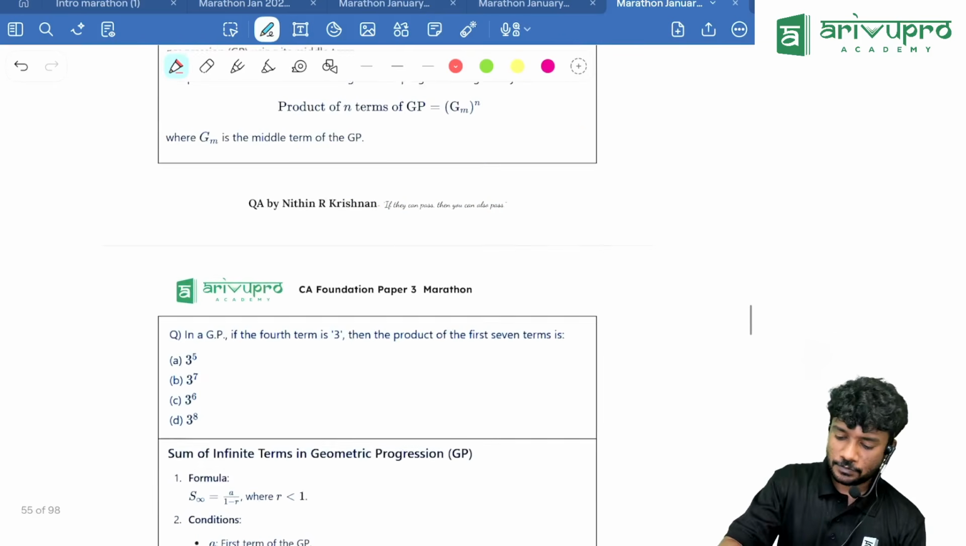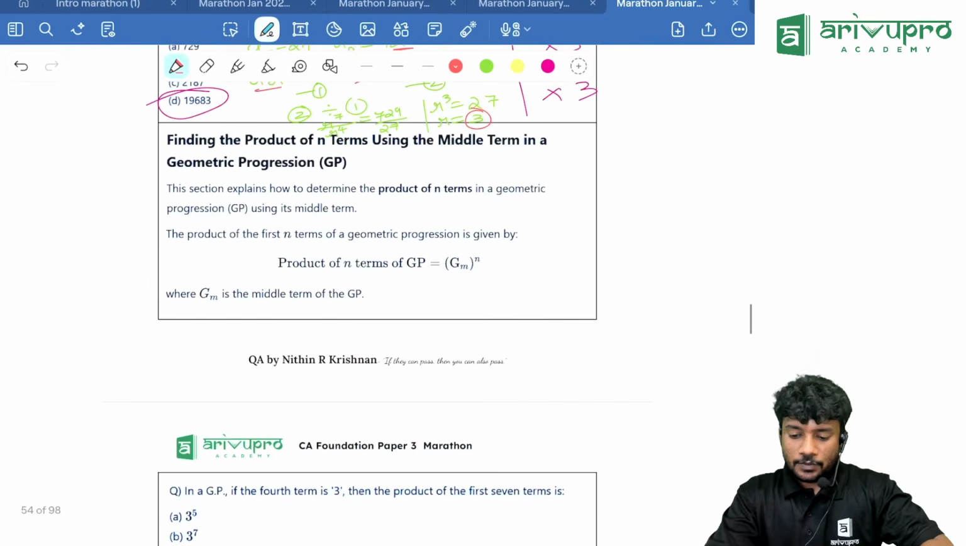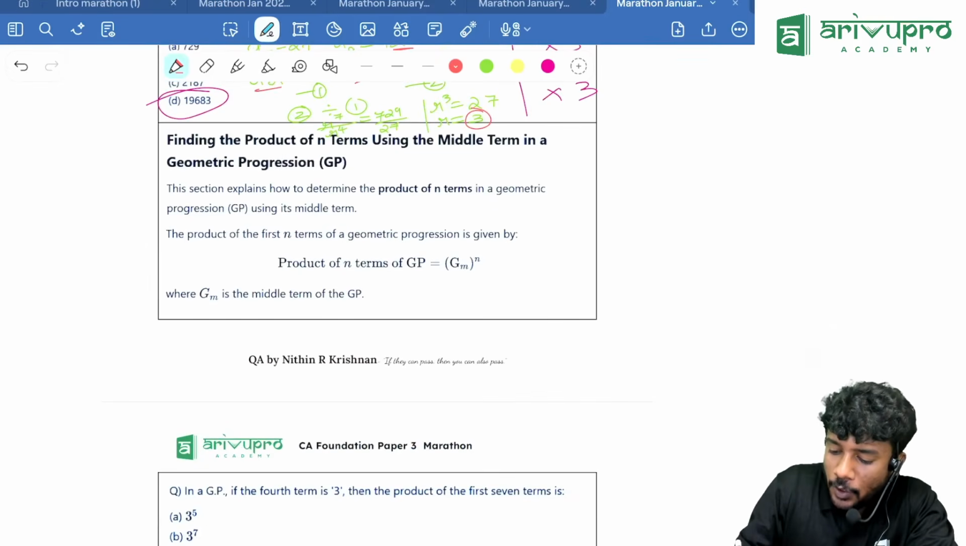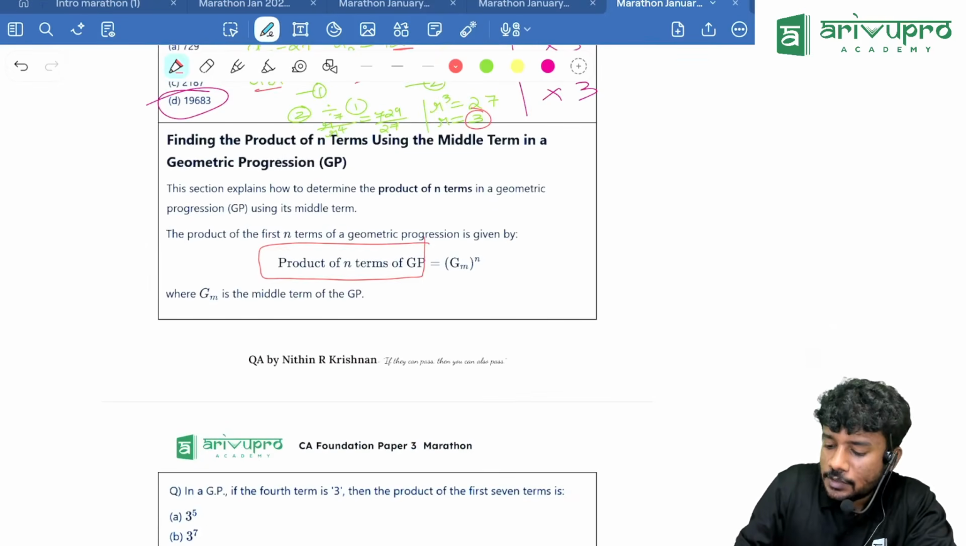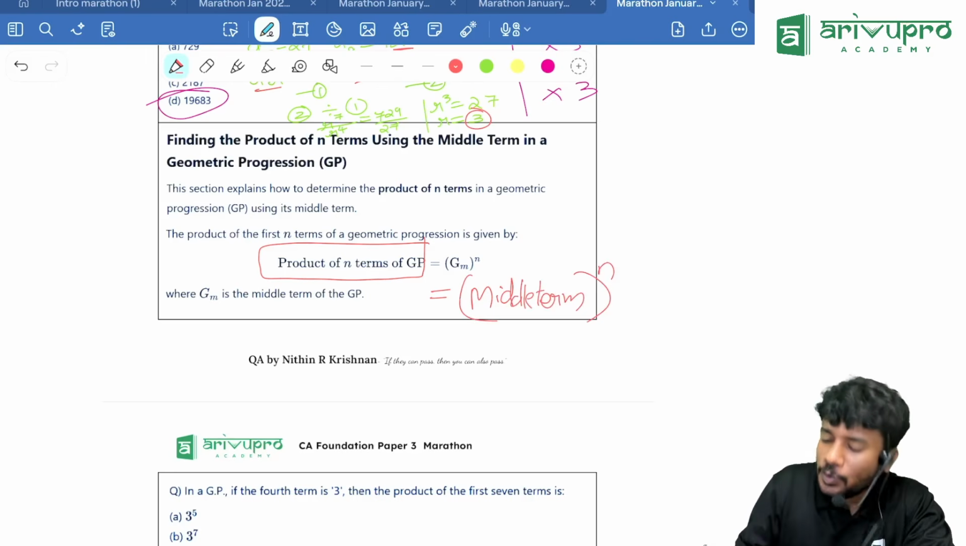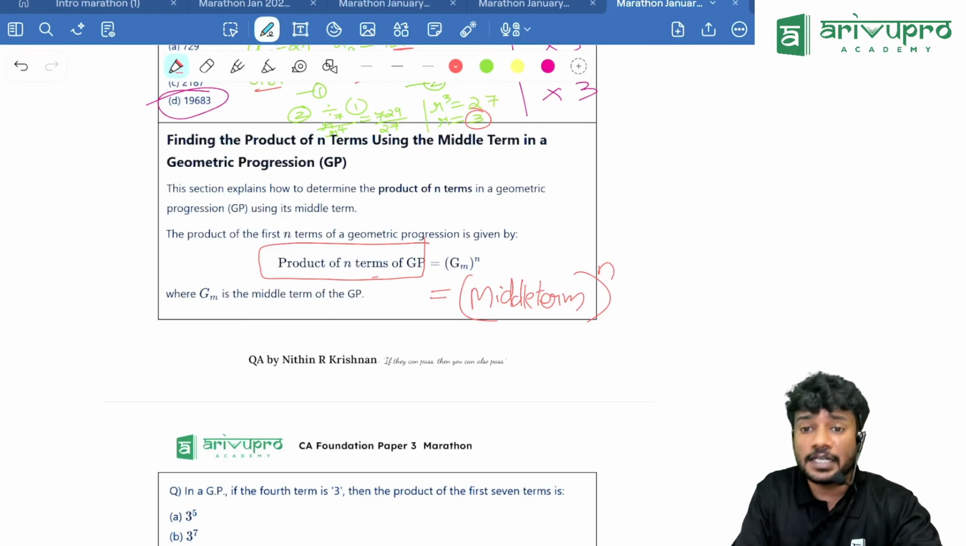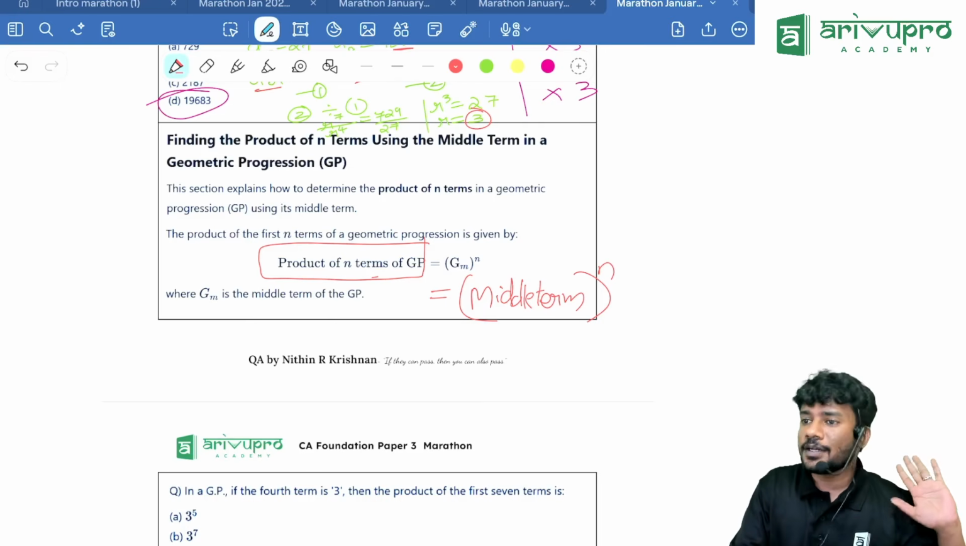Now, next one. Product of n terms of a GP is nothing but the middle term of the GP raised to the number of terms. What is the product of n terms of a GP? The middle term raised to the total number of terms.